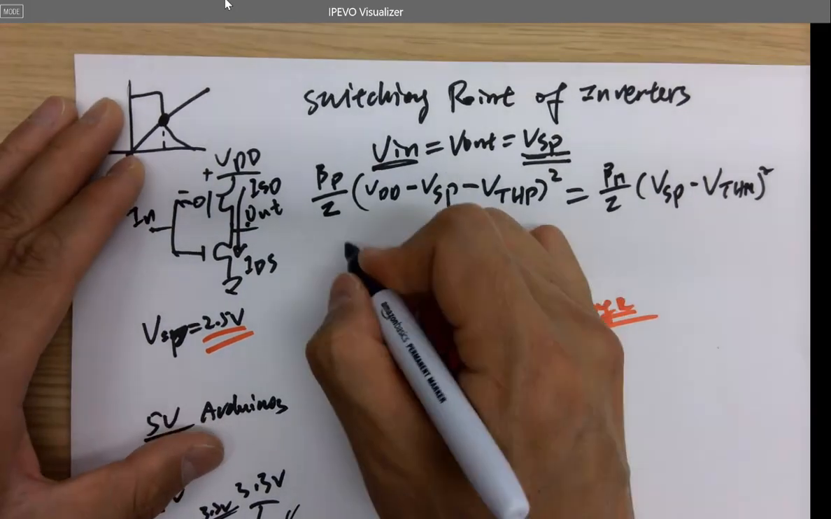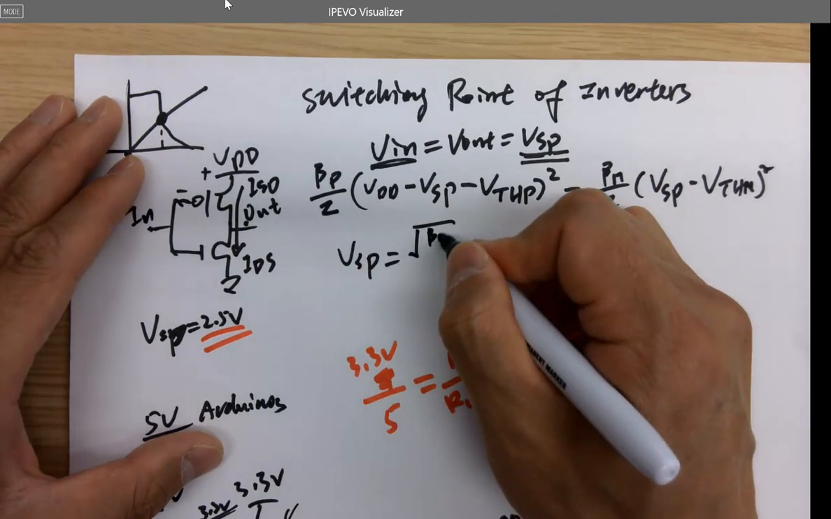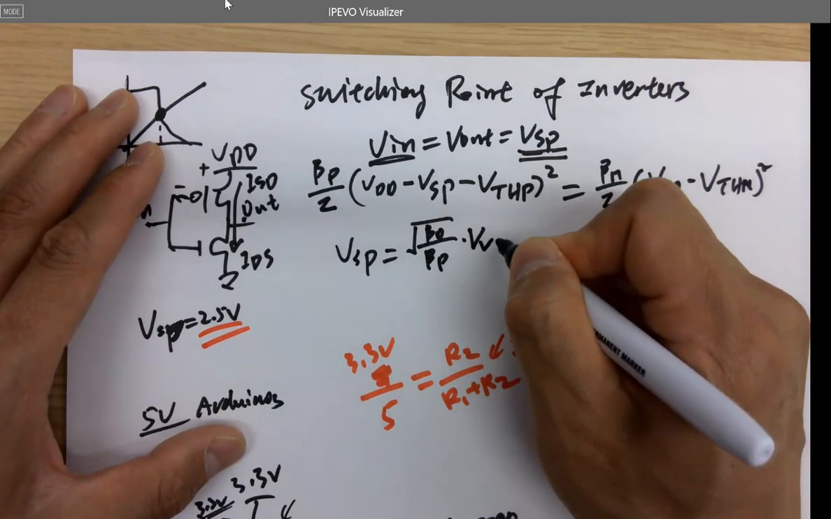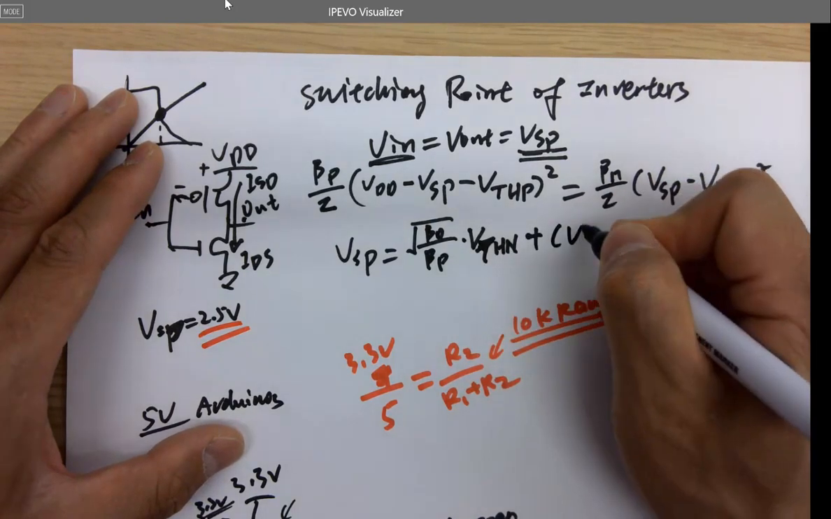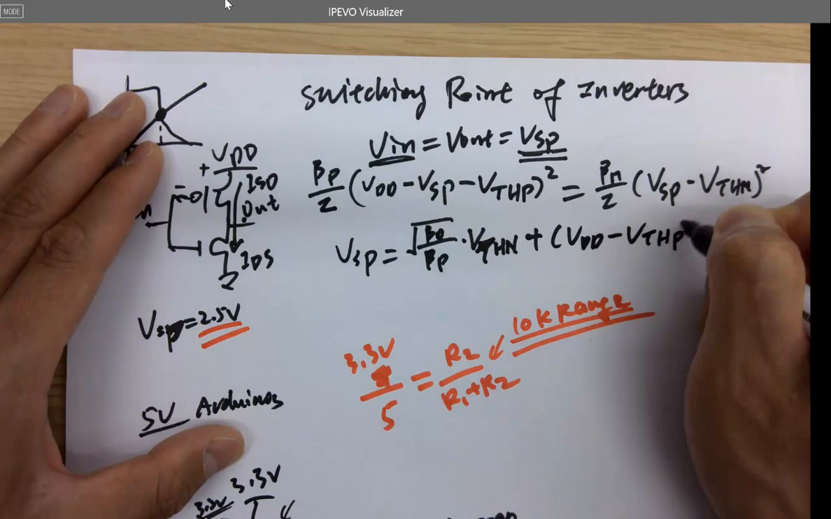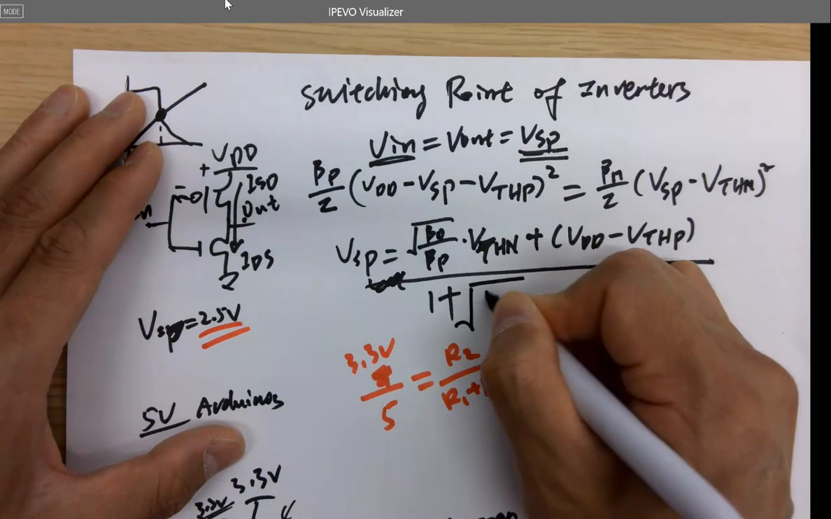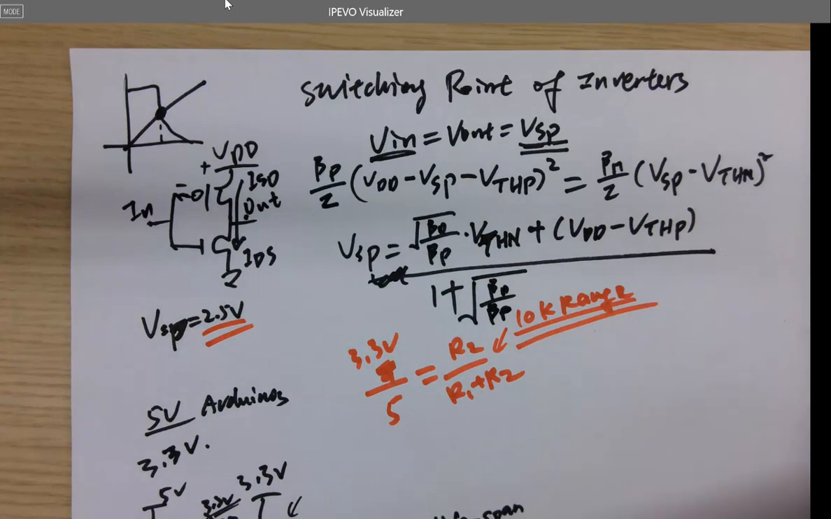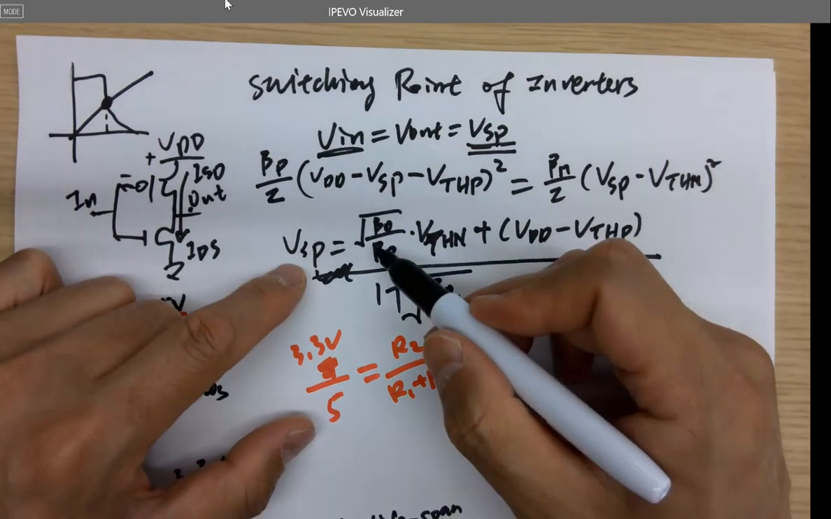And to move things around, you can calculate VSP equals the square root of beta N over beta P, times VTHN, plus VDD minus the absolute value of VTHP, over 1 plus the square root of beta N over beta P. So that's the representation of the VSP.